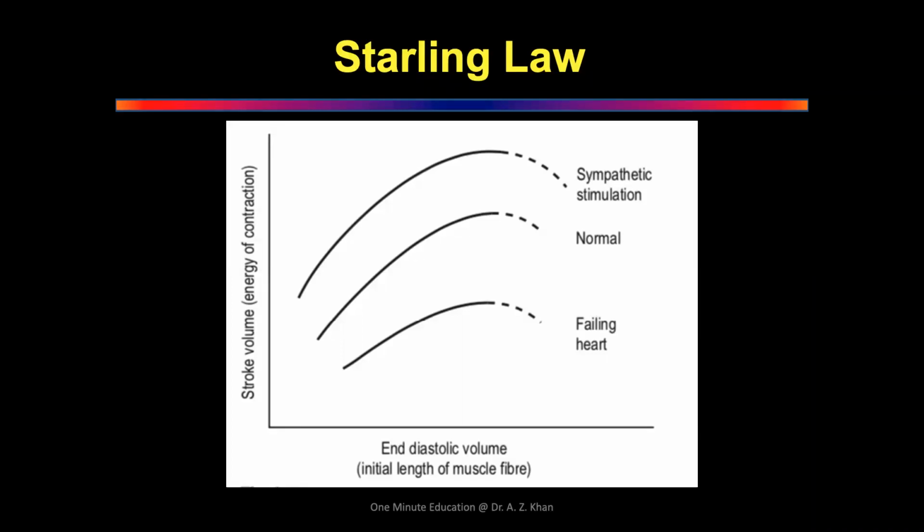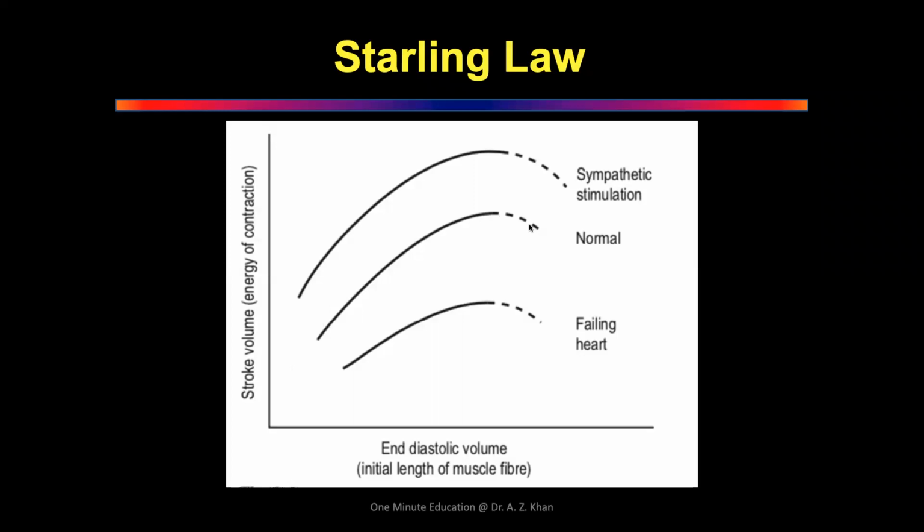So now look at this graph and try to listen to everything. Try to recollect everything that I said. So the x-axis has got to be end diastolic volume, which is the initial length of the muscle fiber. You can look at the normal one first. On the y-axis is stroke volume, which is the energy of contraction. The Starling law states that you can keep stretching the initial length of the muscle fiber, and as you stretch it, the stroke volume keeps going up to a certain point, and beyond that point it will fail. It does not help anymore. So this is the Starling law.